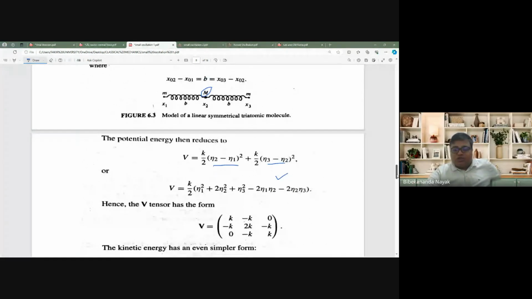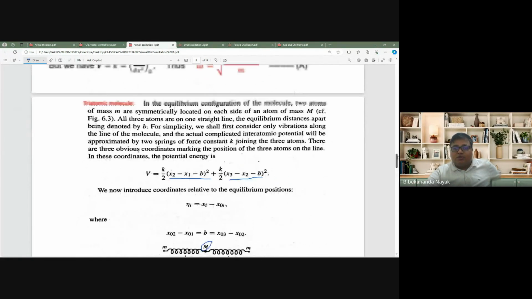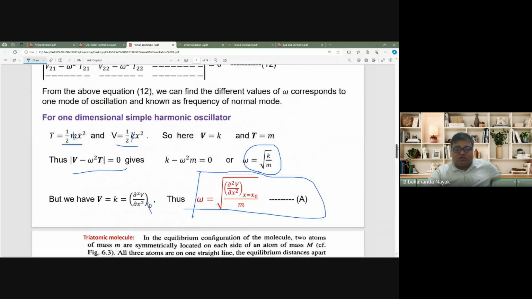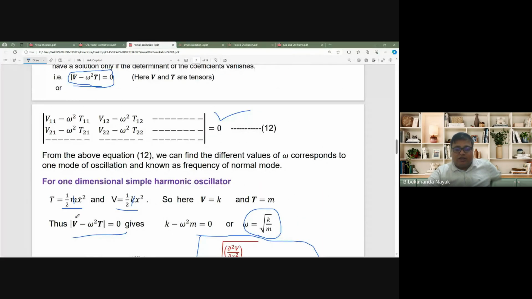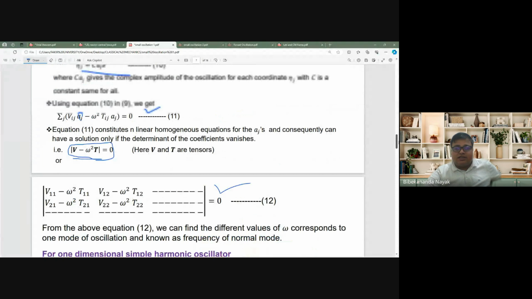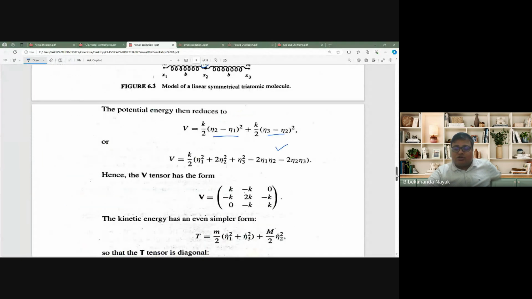So hence we can construct the V tensor, the tensor whose components are Vij and Tij. They are actually tensors. How do you construct this from the potential? We write this in the form of a matrix.